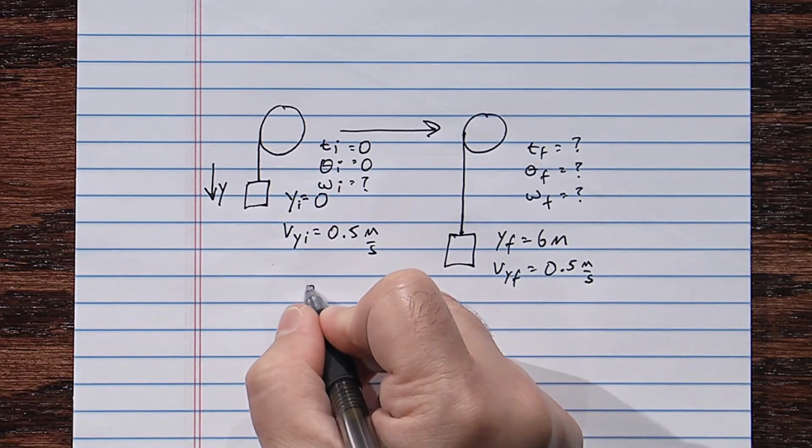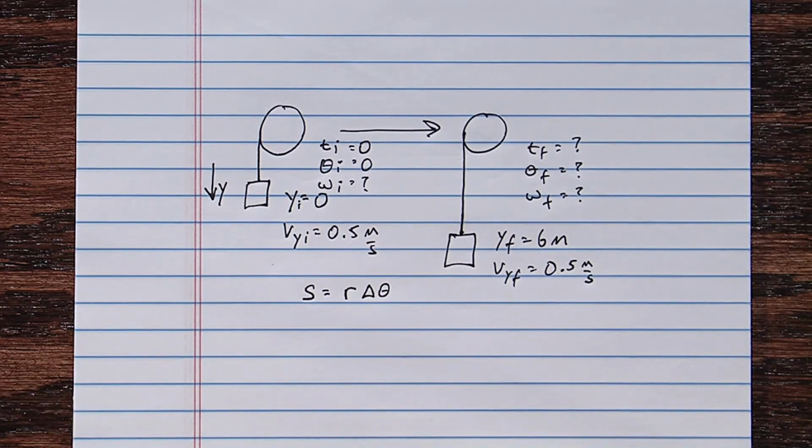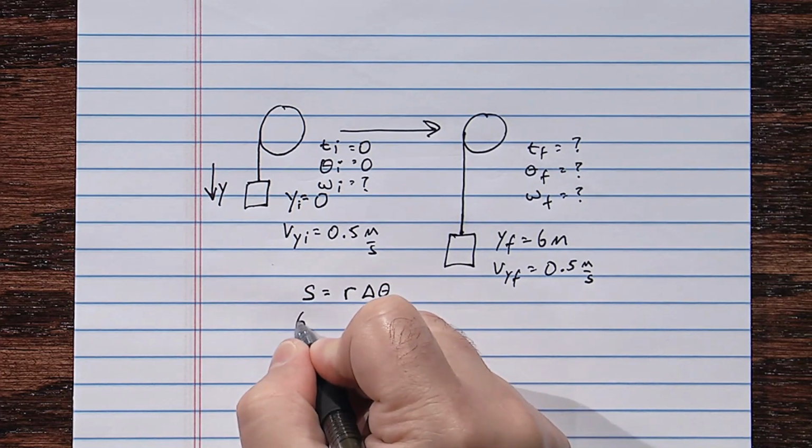So, to answer the question that we're being asked, we'll have to include into this our relationships between rotational motion and linear motion. The first question was, how many revolutions does the drum make? Well, that is related to the distance that the elevator travels. Using our equation, distance is equal to radius times the change in angle. That was our first equation. We know that the distance is equal to 6 meters.